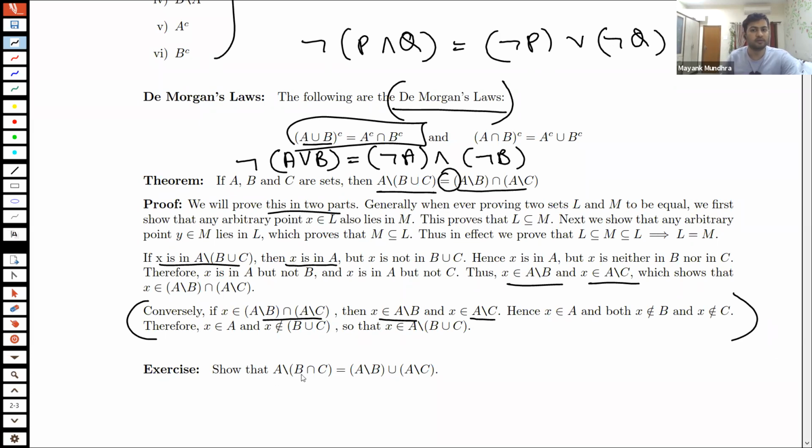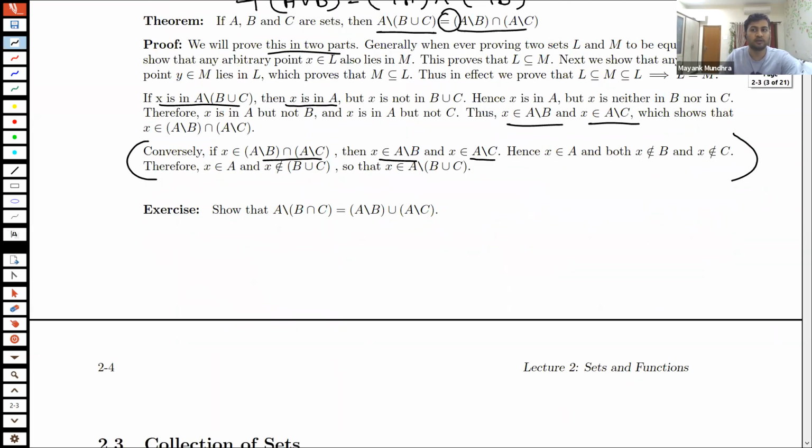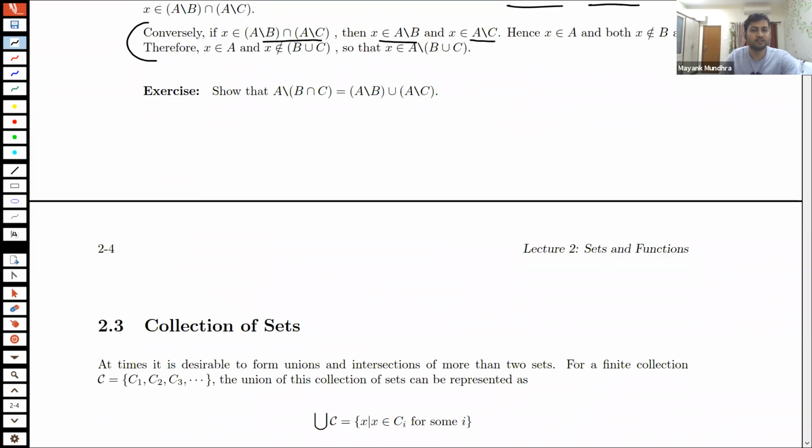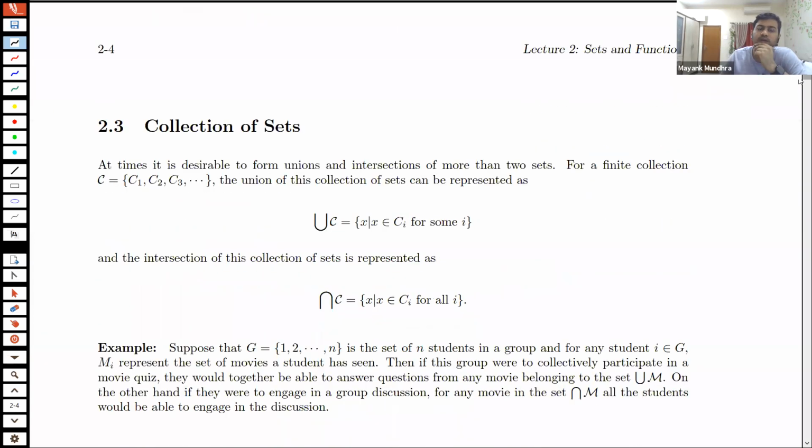So I'm giving you a similar proof as homework: A set minus B intersection C should be equal to A set minus B union A set minus C. So that's your homework. We'll discuss it in the next class. Just remind me to discuss it with you guys. Try your hand at it, and I can take doubts. If you follow some other trajectory to do it, we can discuss it in the next class.